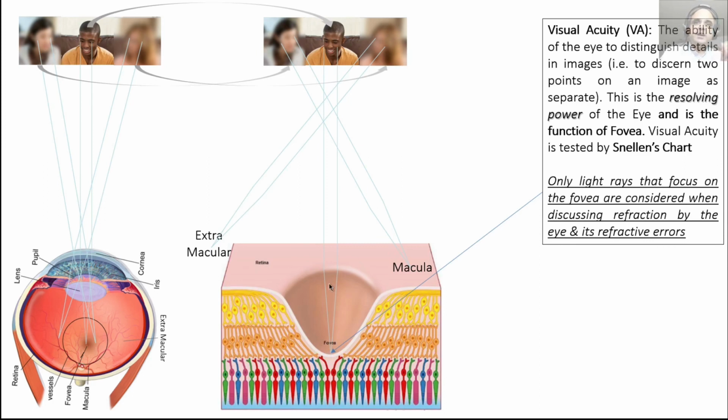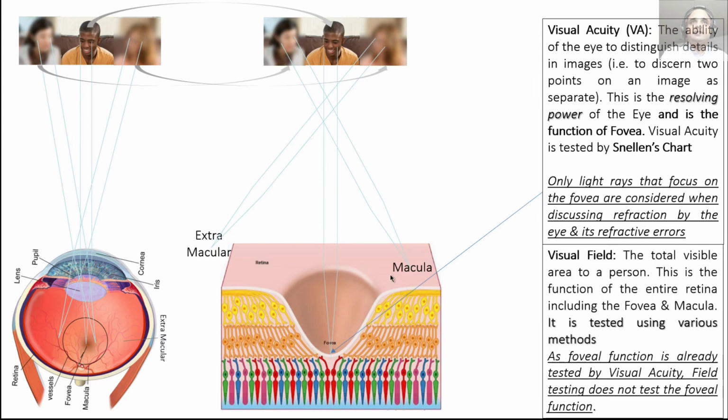But specifically, our discussion is going to be about these light rays, because these are the light rays that generate the visual acuity, the resolving power of the eye. Resolving power of the eye is just the ability to make out detail. Again, refer to the visual acuity clinical skills for more information about visual acuity.